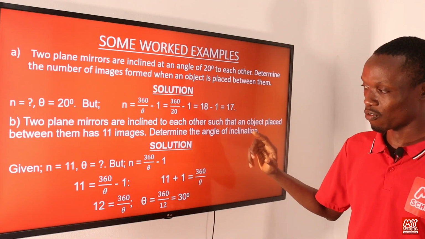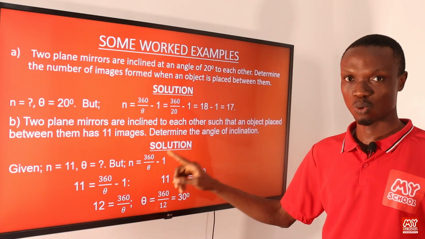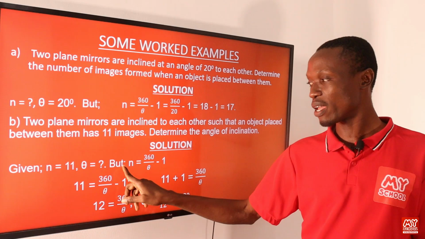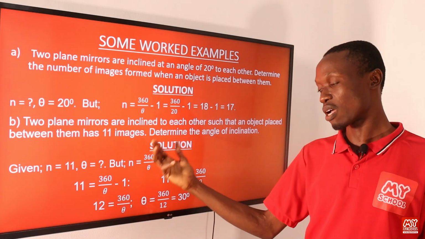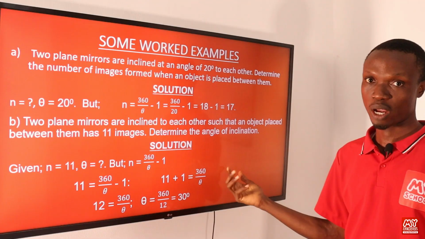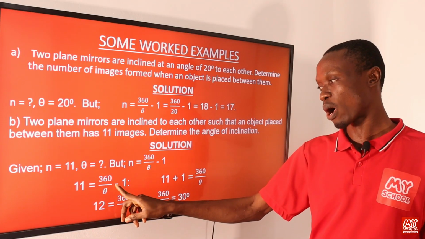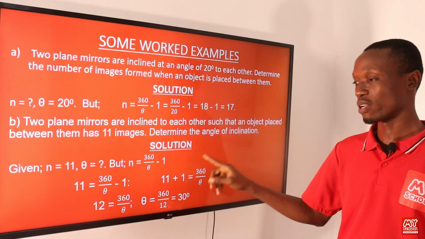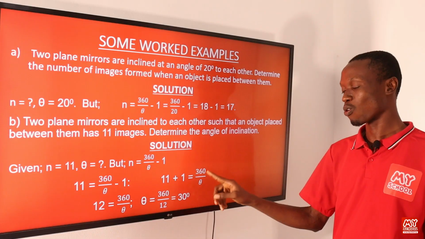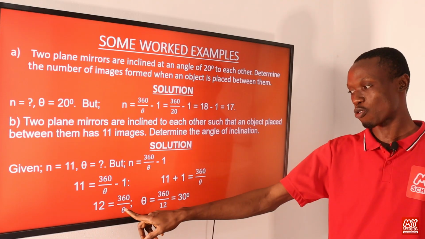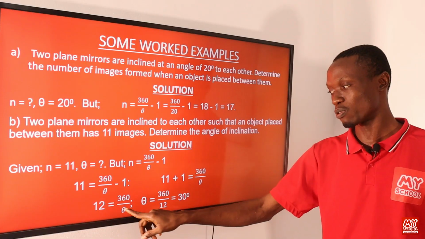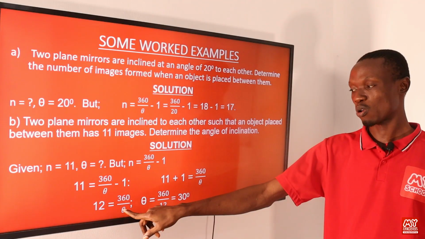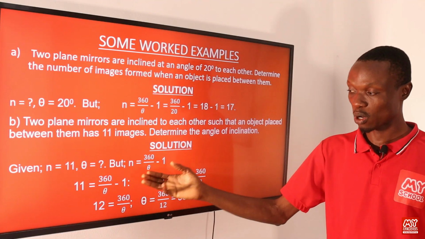So we still apply the same formula, which is n equals 360 over theta minus 1, right? So in place of n, we replace it with 11. Then we still have our 360 over theta minus 1. The next thing to do is to move our minus 1 to the other side of the equation, so that we now have 11 plus 1 equals 360 over theta. Of course, we are looking for theta. So theta and 12 can switch position. Theta moves to the position of 12 and 12 moves down to the position of theta, or you can cross multiply.